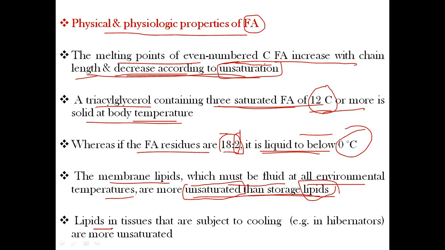Also, the last one is lipids in tissues that are subject to cooling. For example, in hibernating organisms like bears, they are more unsaturated, which means that they contain more double bonds. So these are some important properties of fatty acids.